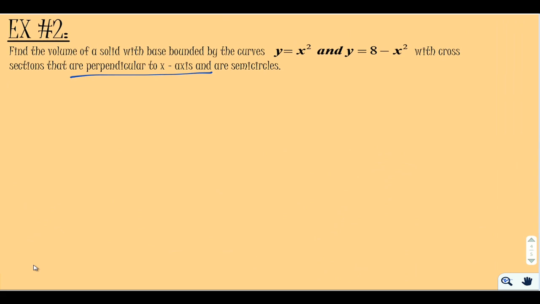So if I'm perpendicular to the x-axis, again I want to do it with respect to x. We're going to do dx's. We're going to have x limits. But this time my cross sections are what shape? It looks like this time they're semicircles. So if I want to find the volume of this solid, I want to integrate the area of my shape. My shape is what kind of shape again? Isn't it a semicircle? Right?